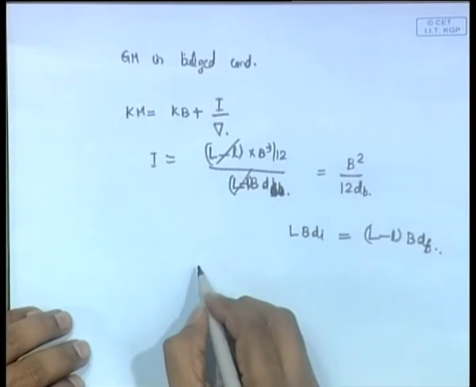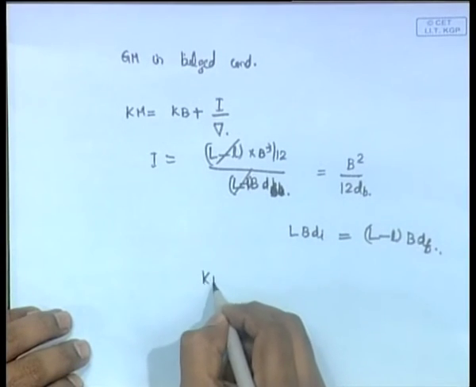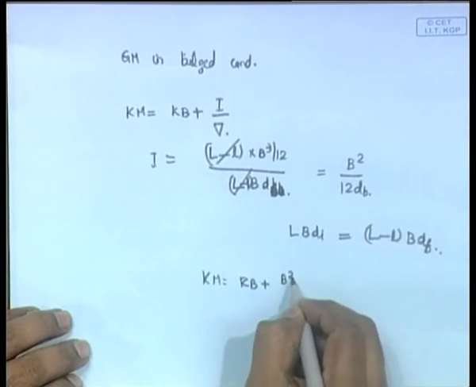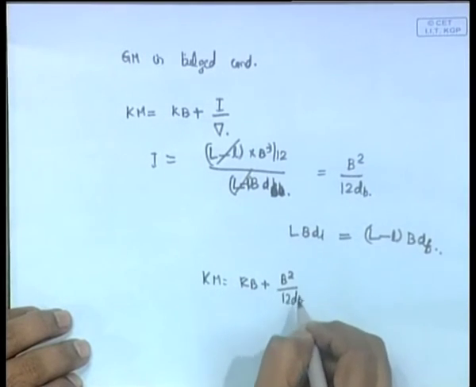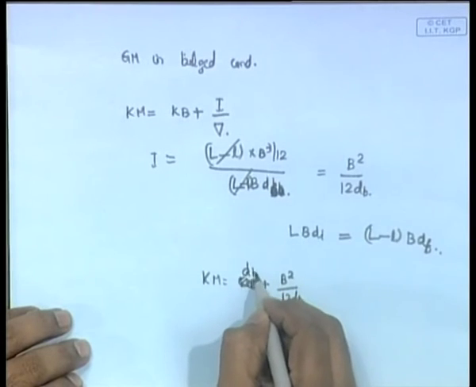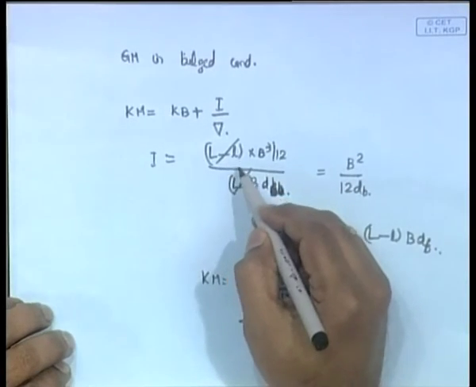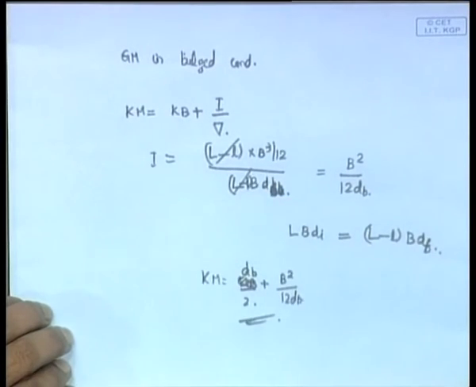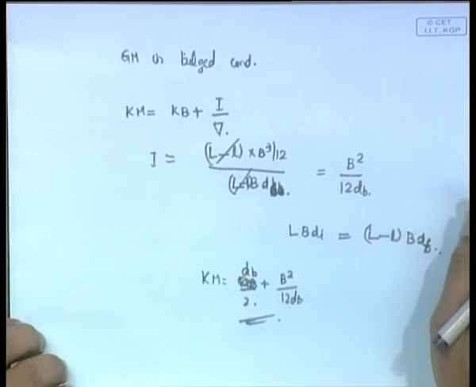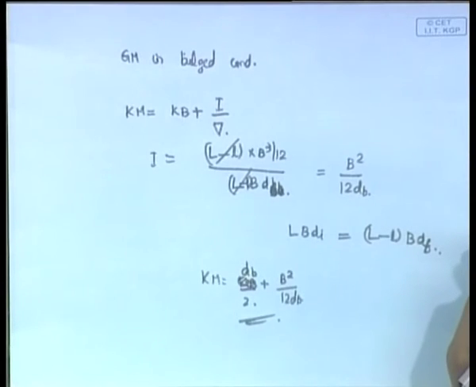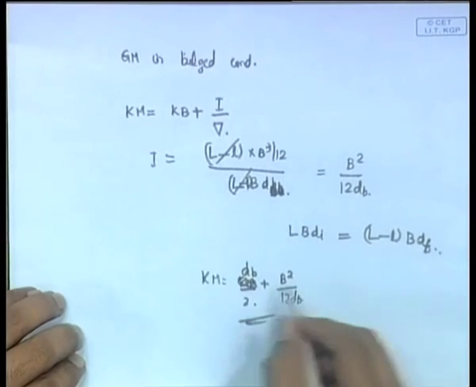So you can just do it this way, Km is equal to Kb plus B square by 12 dB, where Kb is again half of that, dB by 2. So it is just that formula, but when you do it like this, you will see what the mistake is in your thinking process. There is only confusion between loss of buoyancy and added weight. You do this, and that will give you your Km.